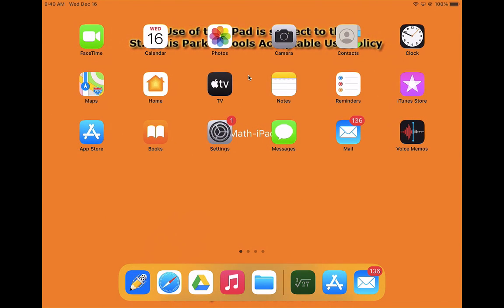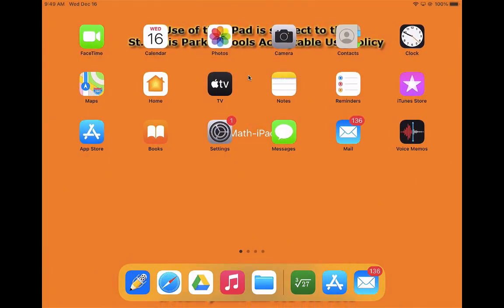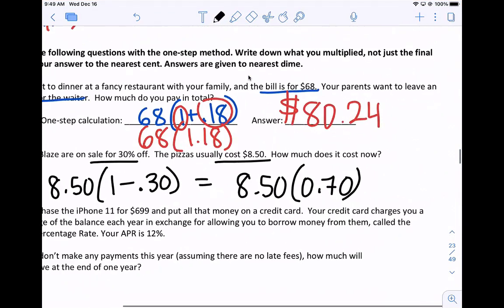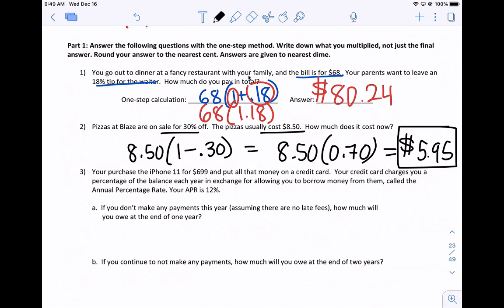All right, let's type that in. Let's clear this. So we have $8.50, the price of the pizza, times 70%, so 0.7 or 0.70. And as you can see, the pizza is now $5.95 if we're paying 70% of $8.50. So our pizza is $5.95. Great deal for one of their pizzas. Okay, let's try number 3.